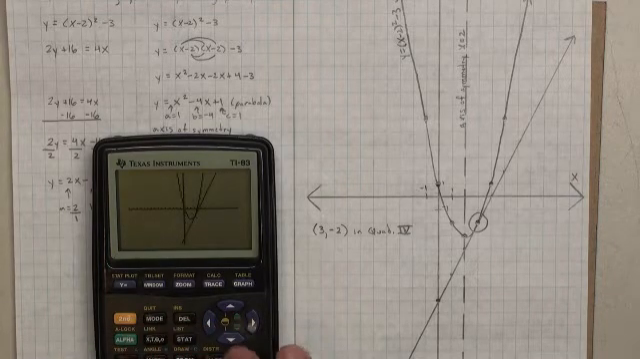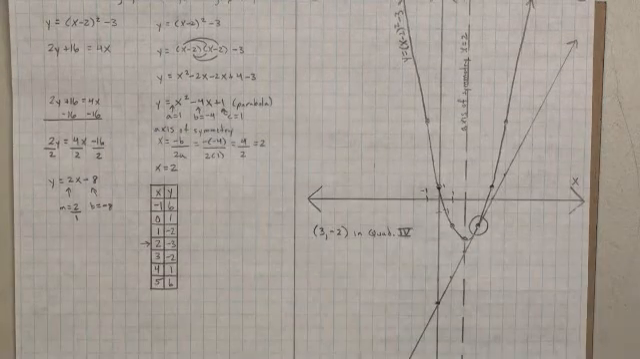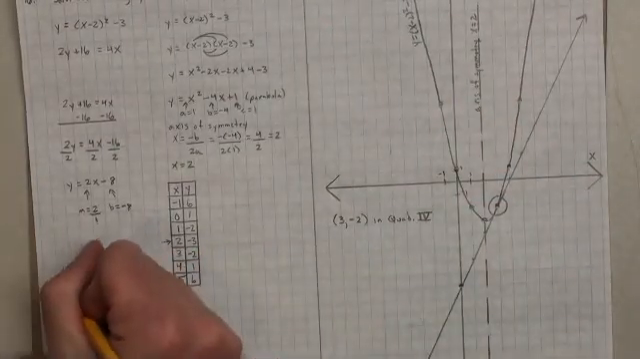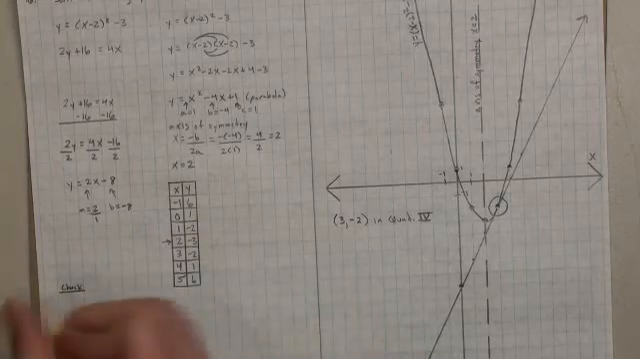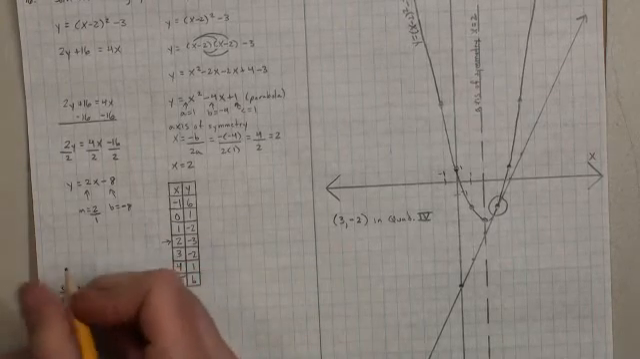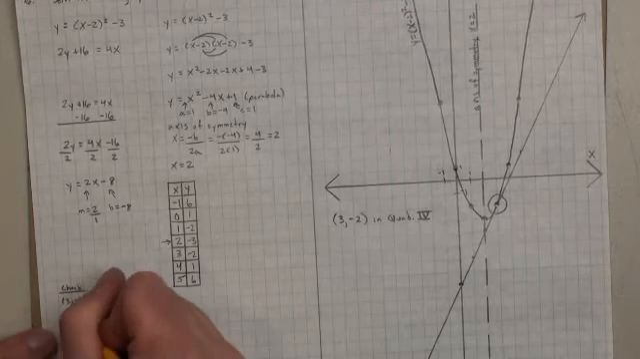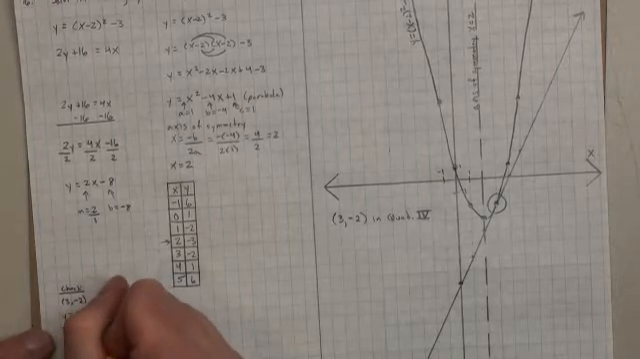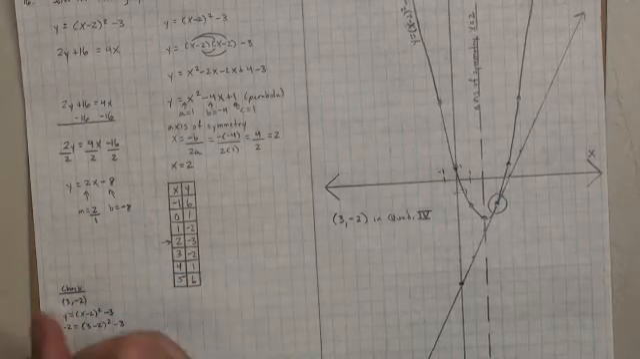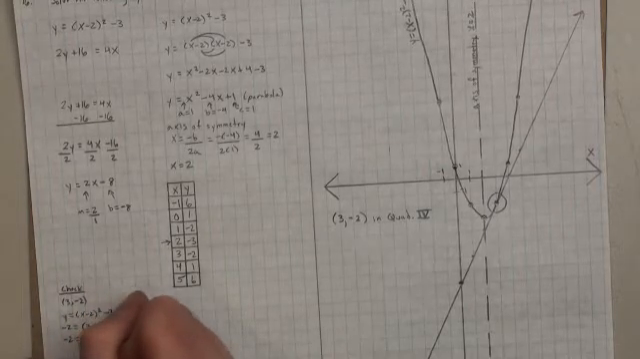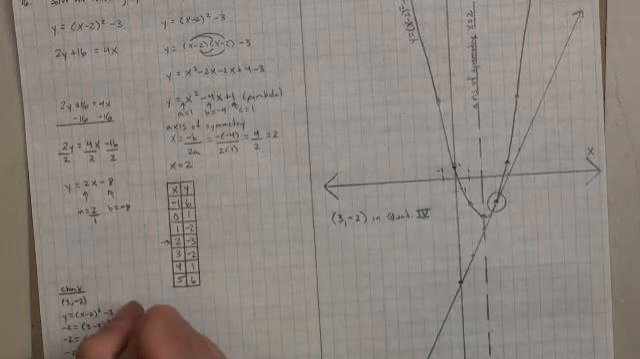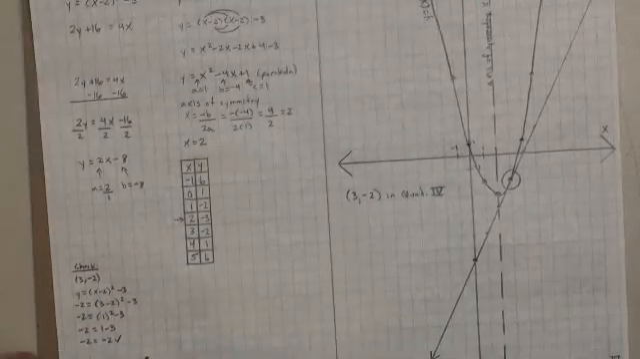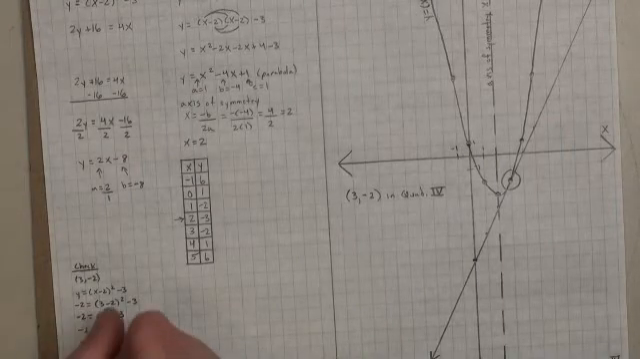Okay? Now let's also check it by hand. We only have one point, which is nice. 3 comma negative 2. Let's check it in the first one. y equals x minus 2 squared minus 3. So negative 2 equals 3 minus 2 squared minus 3. Negative 2 equals 1 squared minus 3. Negative 2 equals 1 minus 3. Negative 2 equals negative 2. And it checks.